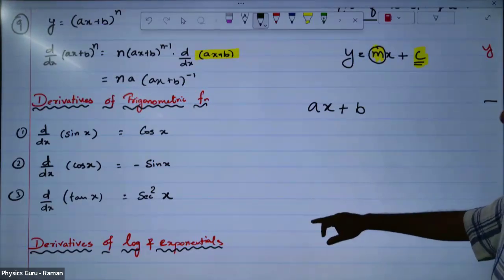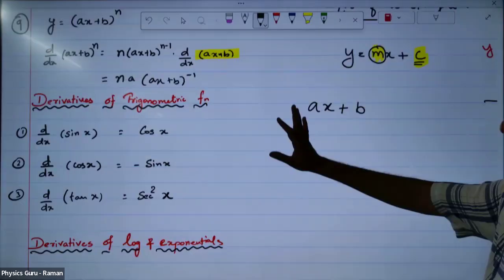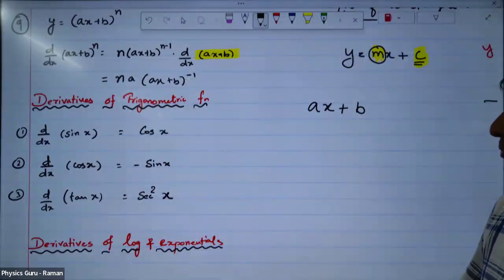So should we also copy the derivatives of trigonometric functions? Yes. In one go, you just copy that. I'll explain what it is, the detailed meaning. Noted?